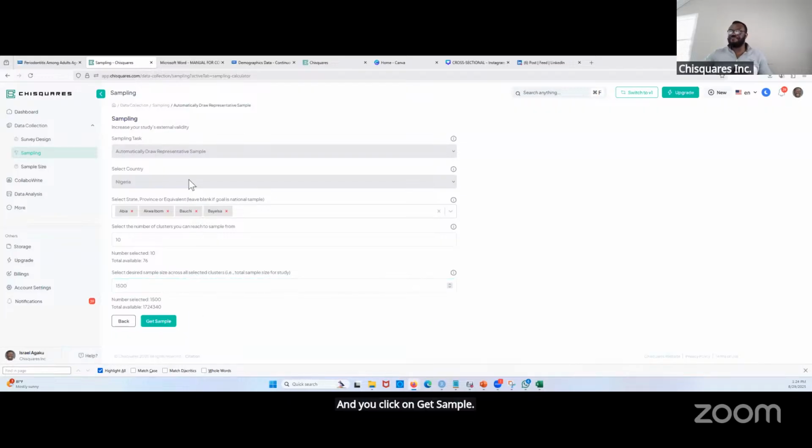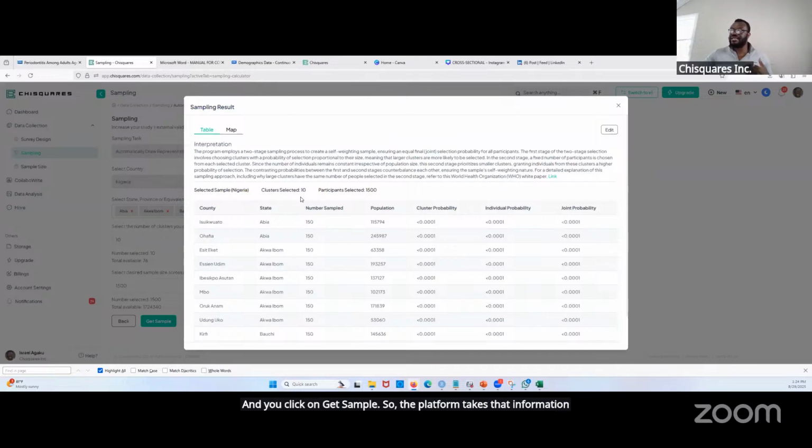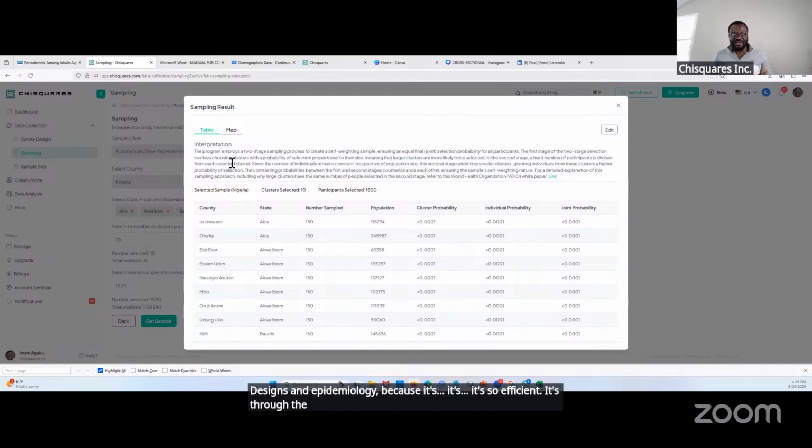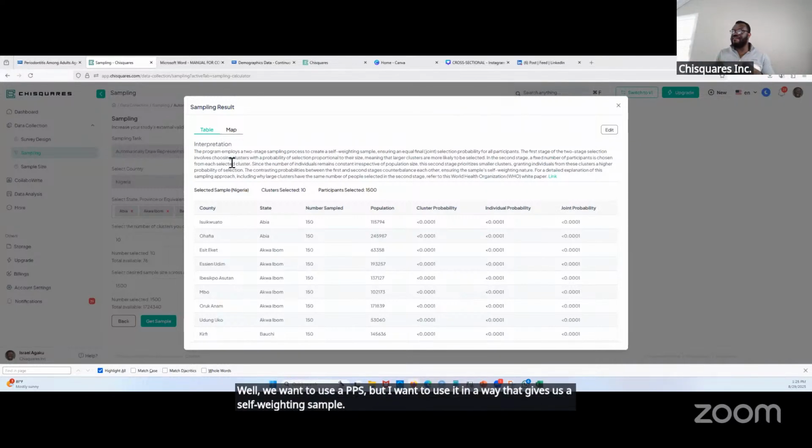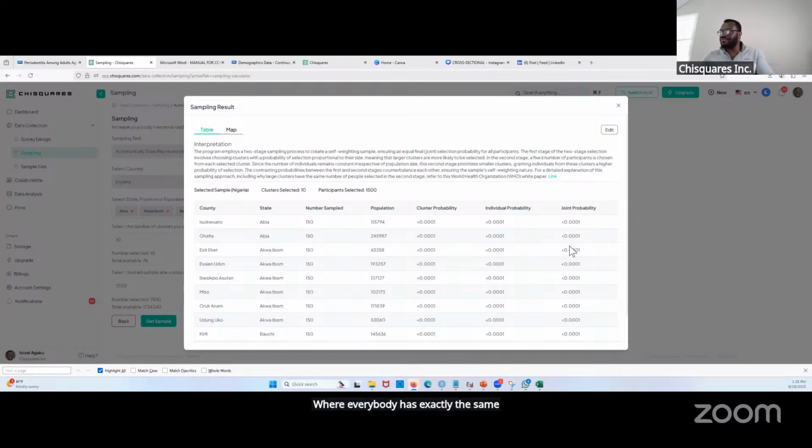So the platform takes that information and applies a 2-stage PPS sample. Now, that's one of the most beautiful designs in epidemiology because it's so efficient. A two-stage PPS says that, well, we want to use a PPS, but we want to use it in a way that gives us a self-weighting sample where everybody has exactly the same weight, right? That's what a two-stage PPS is saying.